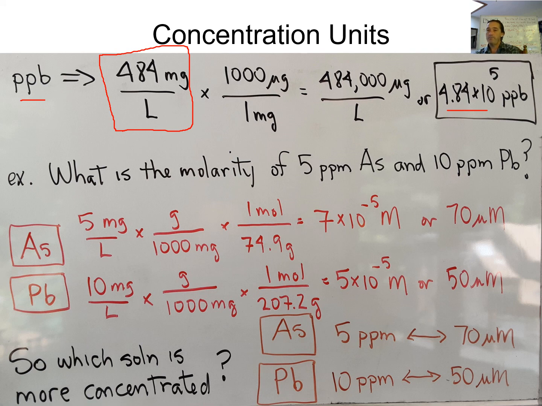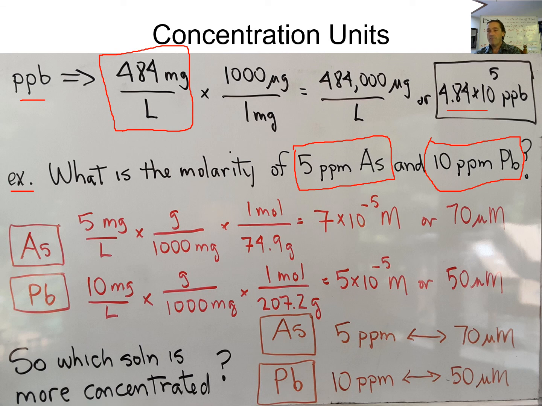So I want to do one more problem, and I'm doing this problem to make a point about these units. So let's determine the molarity of a 5 ppm solution of arsenic and a 10 ppm solution of lead. So right now we would probably say that the 5 ppm arsenic solution is less concentrated than the 10 ppm lead solution. And it's actually half as concentrated. And that's perfectly reasonable. But let's convert these units into molarity.